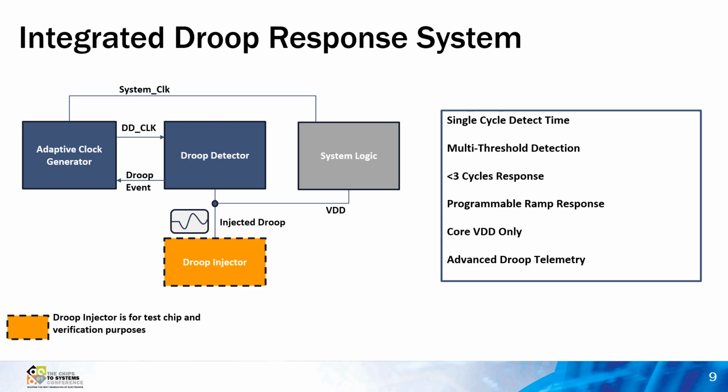The system, both the droop detector and clock generator, run on core VDD voltage only. There is no need for additional higher voltage analog power rails. Both the clock generator and droop detector have observability through data logging to provide insights to the power network behavior, droop events, and droop response. To facilitate testing of our system in our test chips, we have also designed a droop injection circuit to allow us to create a wide range of droop events to test the overall system behavior.